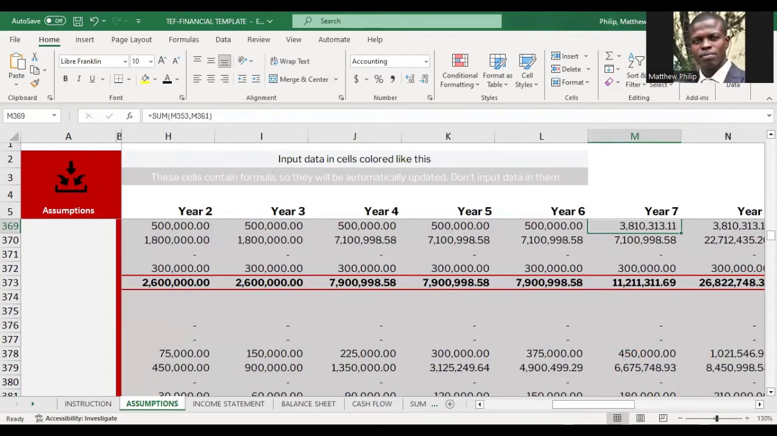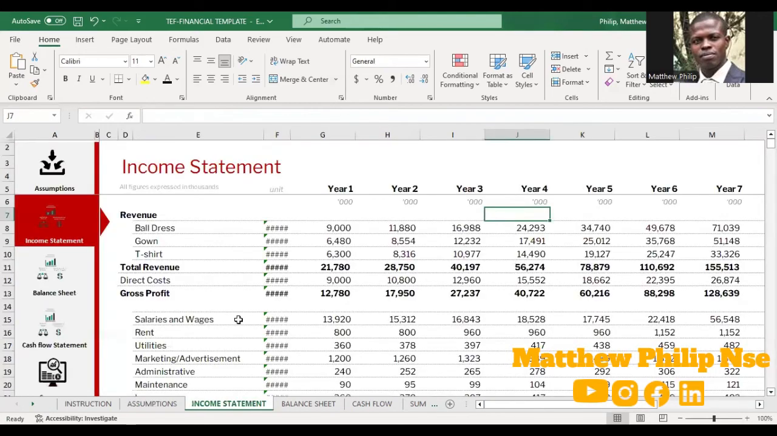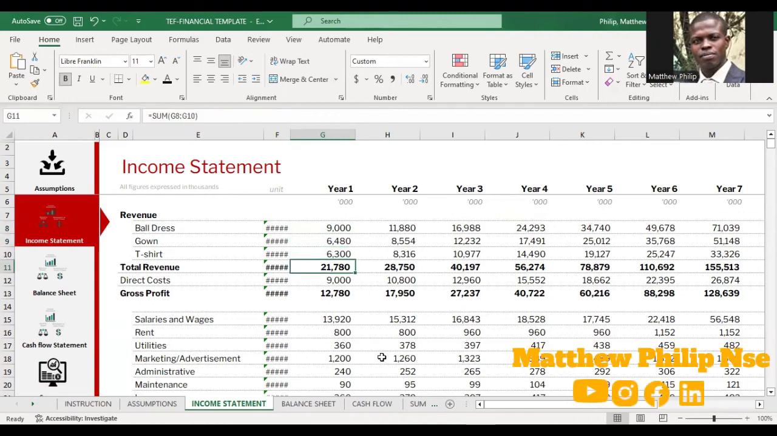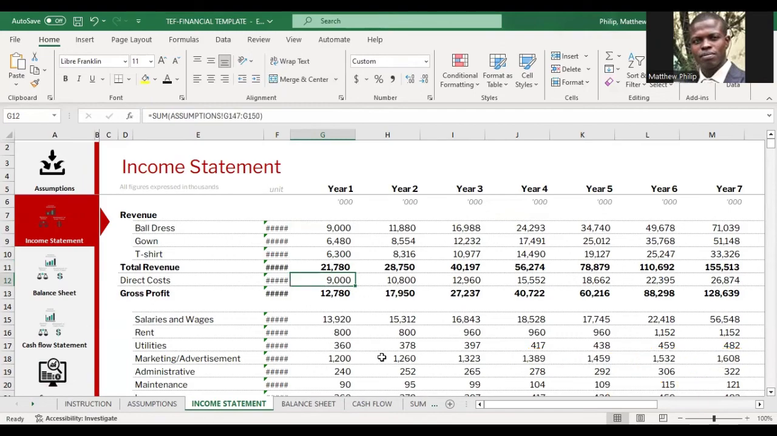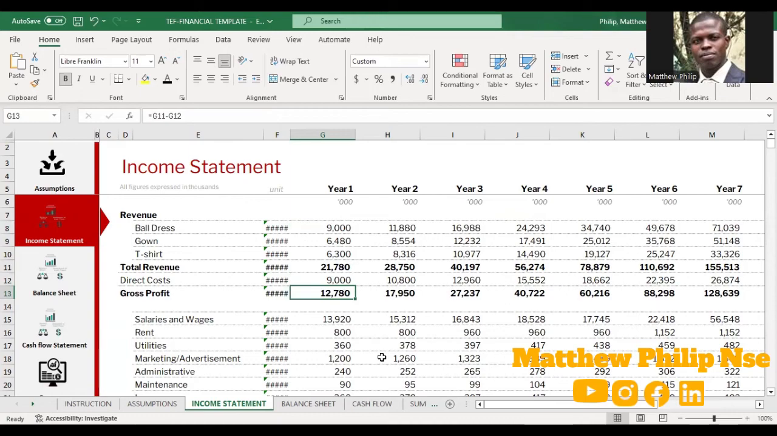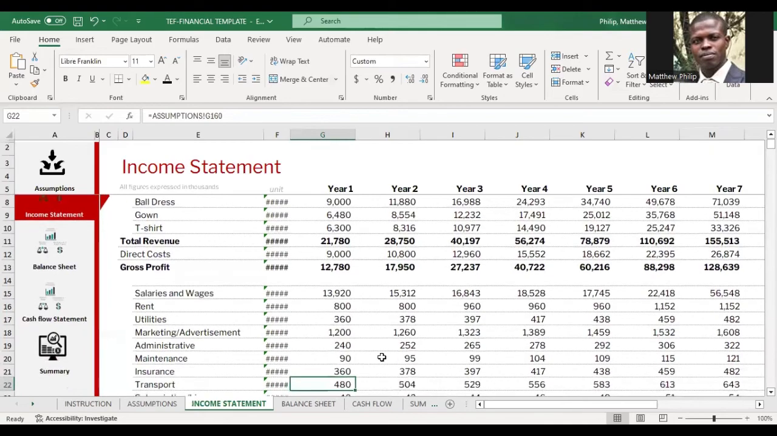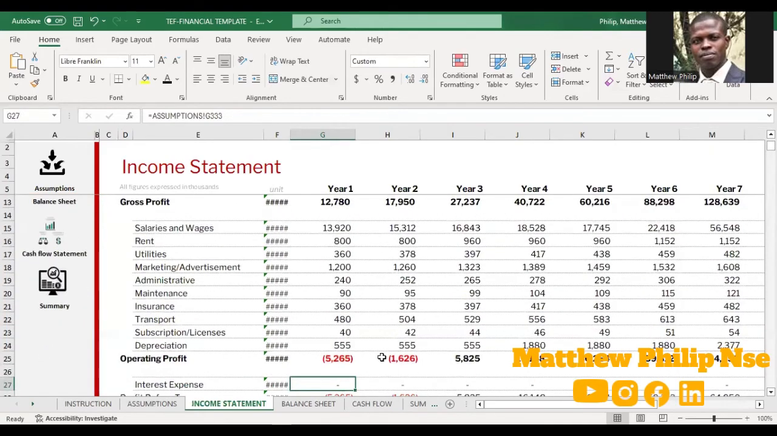So come to your income statement. Let's see what we have just done. From what we have done, this business is projecting to generate 21,780,000 naira in year 1, and the direct cost is 9 million. Gross profit is 12,780,000 naira. And let's see whether this business is profitable or not.